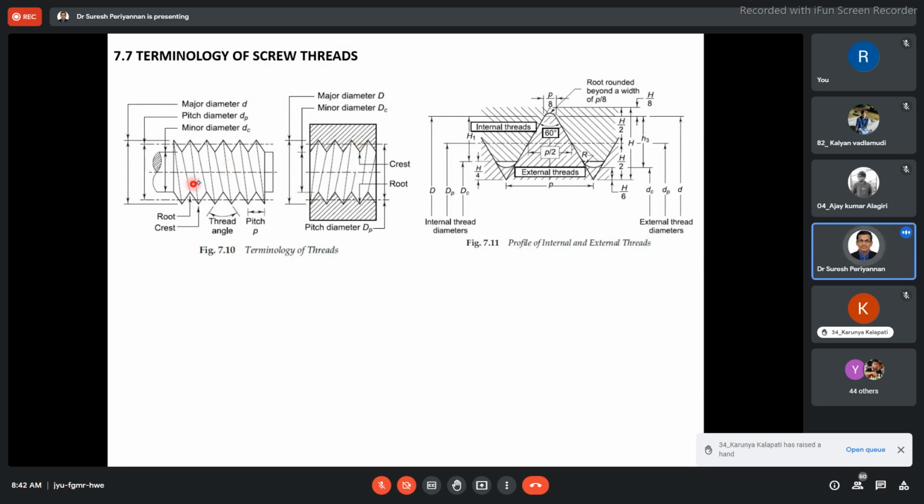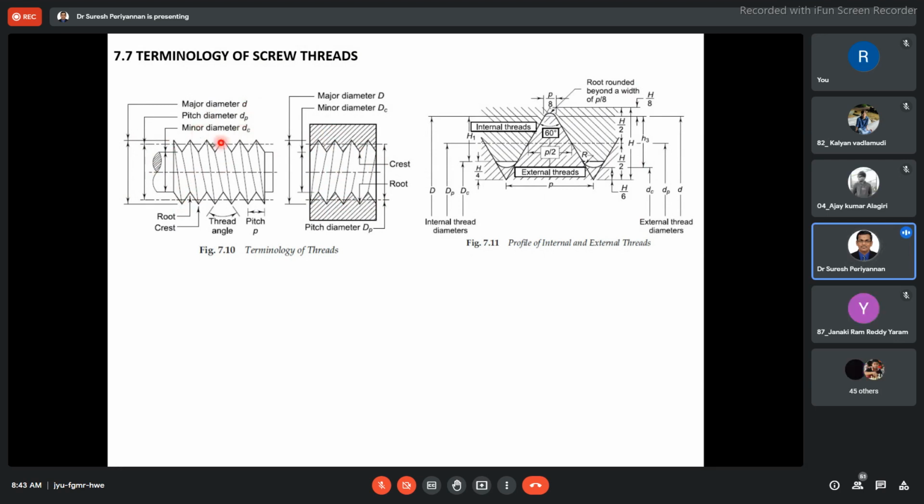Now see here, this is the internal thread. This is the block; you may assume it to be a nut also, no problem. In this block or nut, they create the internal thread. This is the external thread, the bolt region, and this is the internal thread of the nut region or block. This is the terminology we should understand while designing the bolt and nut. This is the major diameter, the distance from crest to crest of the external thread, major diameter small d. This is the minor diameter dc, right? Minor diameter dc.